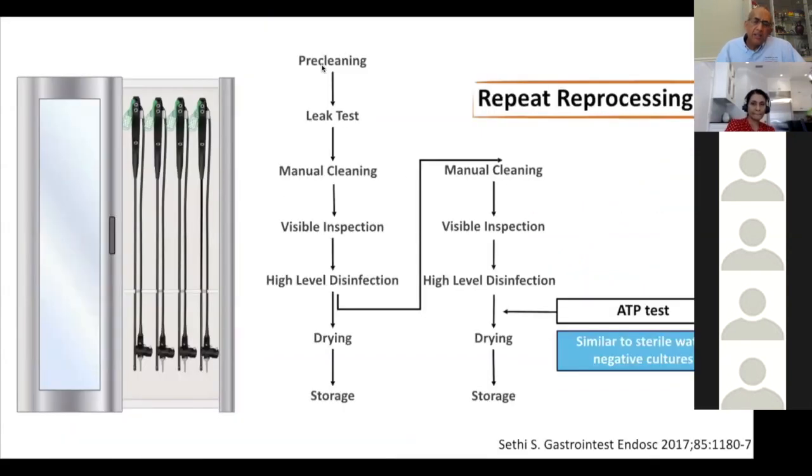So what are the things that people have tried? One is you clean once, and then you go back and clean a second time from manual cleaning again. That is repeat reprocessing. When they did the ATP test, repeat reprocessing gave results similar to what you would get by checking sterile water. It is an absolutely clean scope. So that's one concept people have talked about.